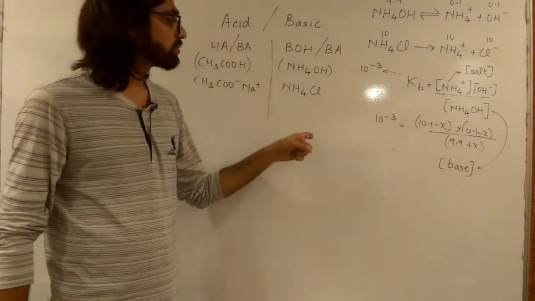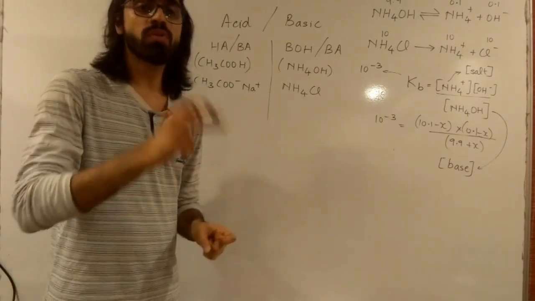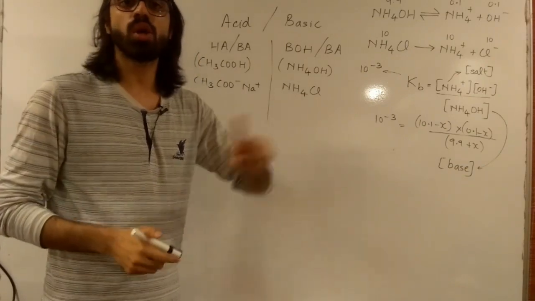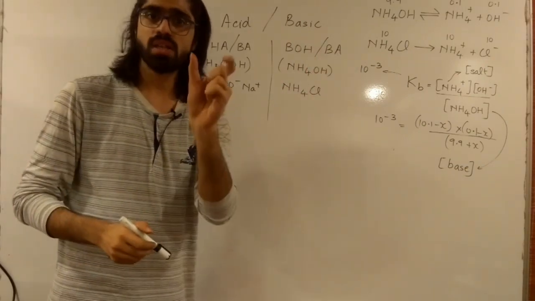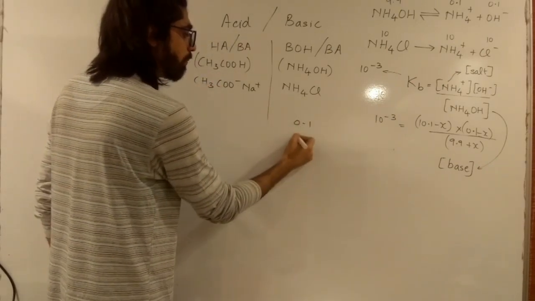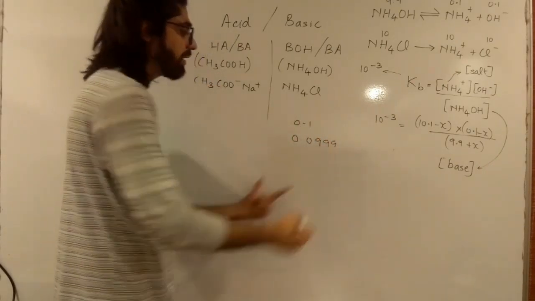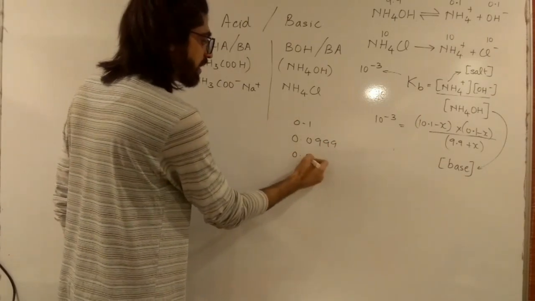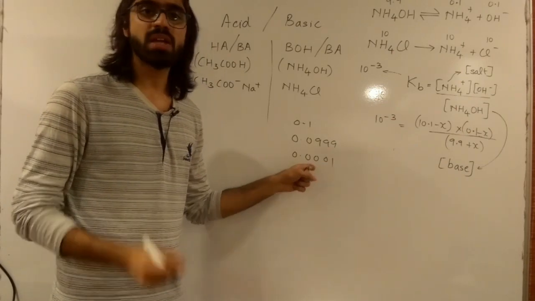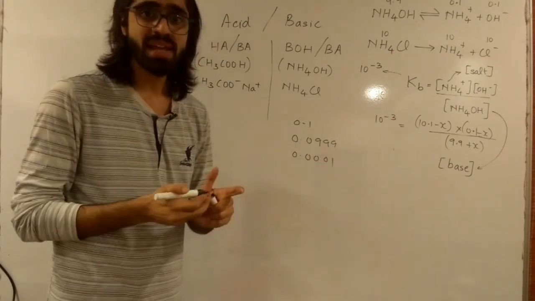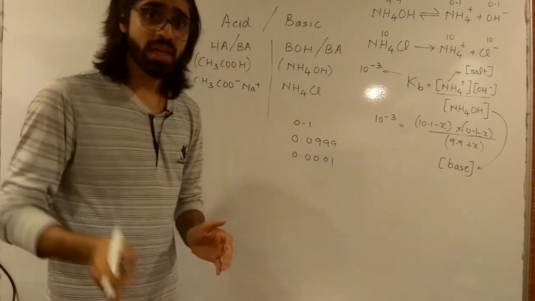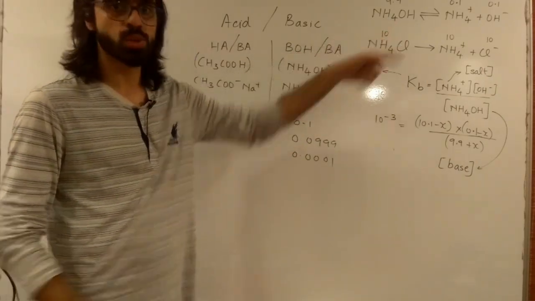And again, when you think of it in terms of numbers, you will realize that if you are adding 0.1 moles of OH minus, then 0.1 will not combine with NH4 plus. Only most of them will combine. That is, out of 0.1, 0.0999 will combine. But that 0.0001 will remain extra in the solution. So the pH will get affected only marginally, and that is why we say that the pH almost remains constant even when OH minus is added to the solution.